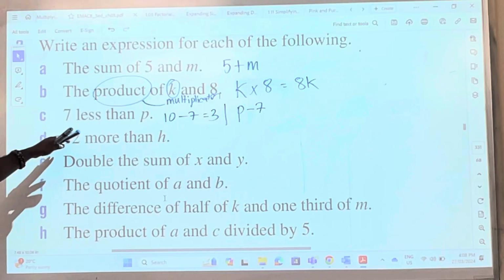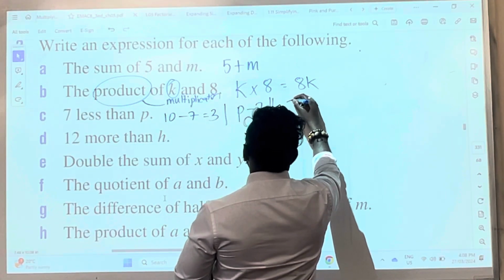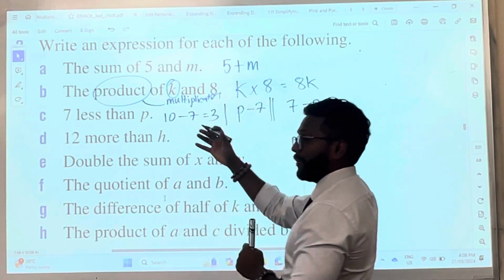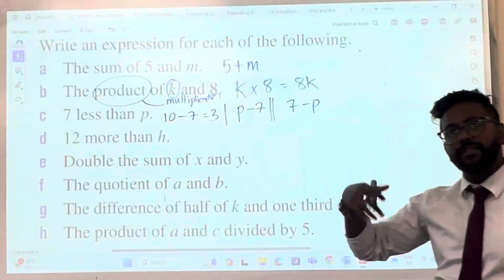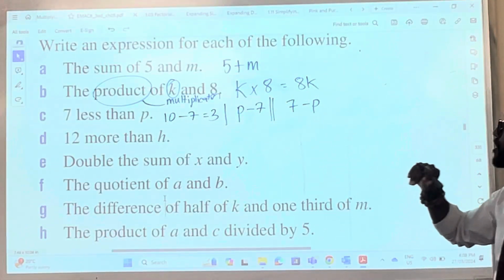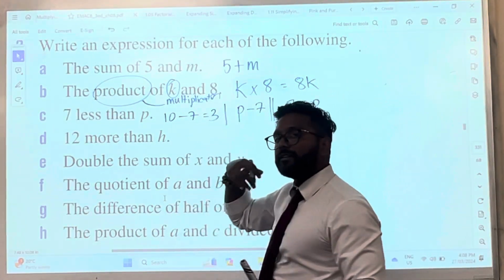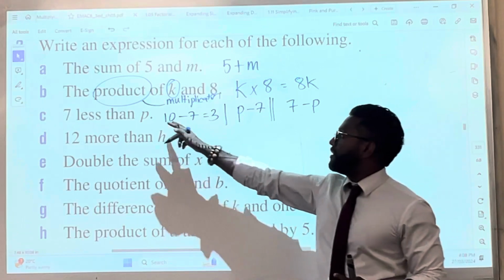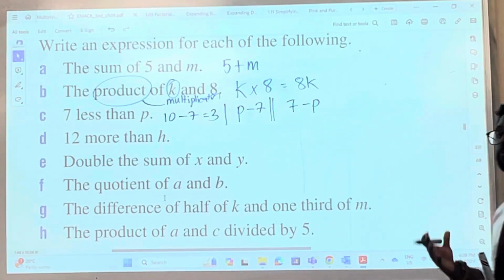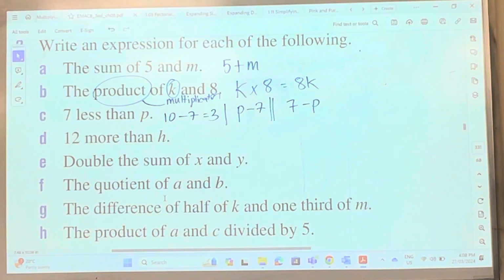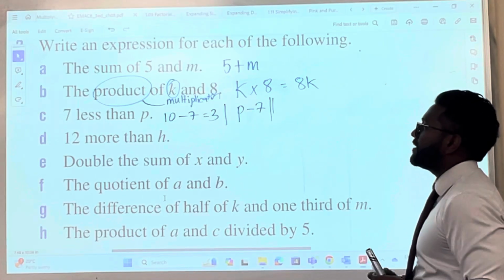When people look at this question, they usually interpret it as 7 take away p. No. Because if I said 7 less than 10, am I going to go 7 take away 10? No, I'm not. So you've got to be really, really careful with this question. If you're struggling to understand the language, replace the letter with a number. It'll help you solve it much more efficiently and carefully. So the answer is p take away 7.